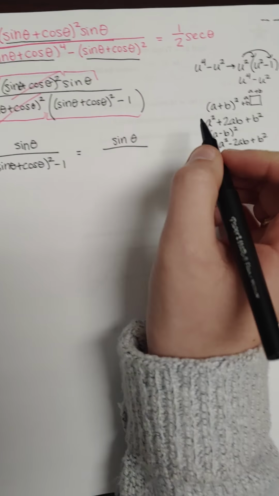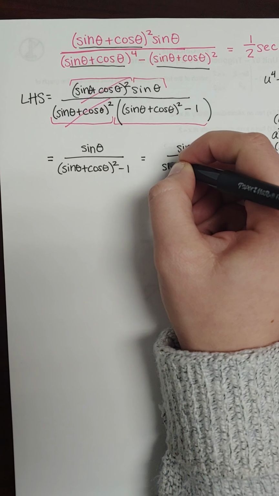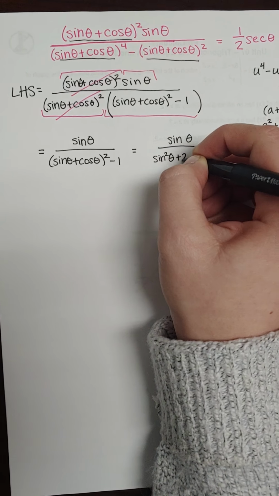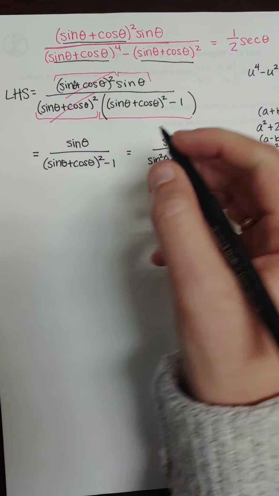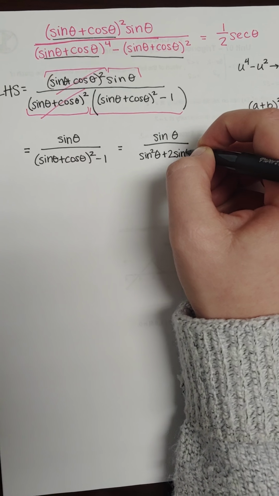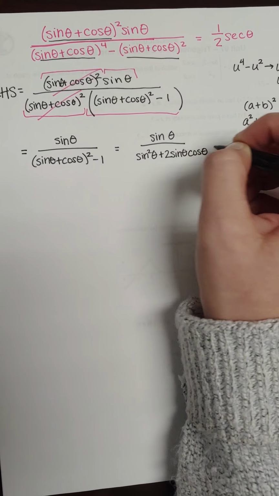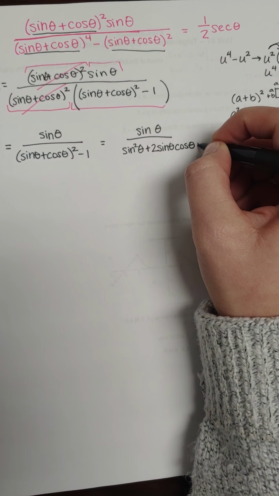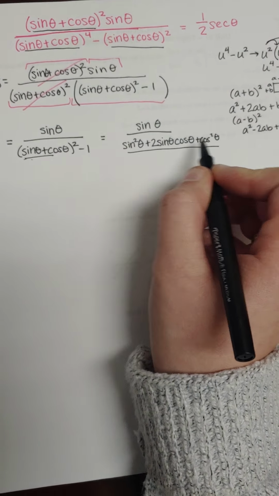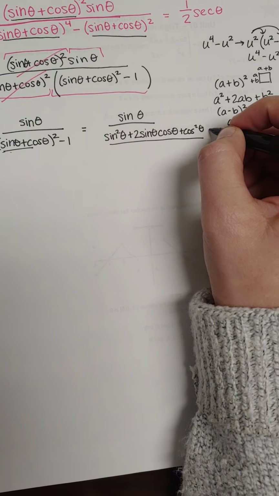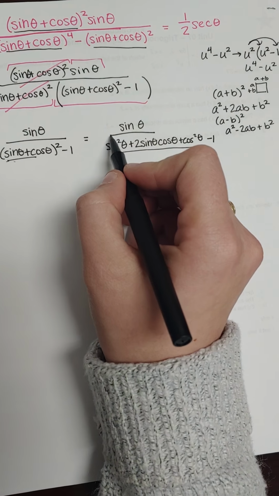So over here, using this pattern that I know, I can have sine squared theta plus 2. My a and b are sine theta and cosine theta. Then I have cosine squared theta. So that's just the inside. And I still have this minus 1. So I need to make sure I don't forget that minus 1.